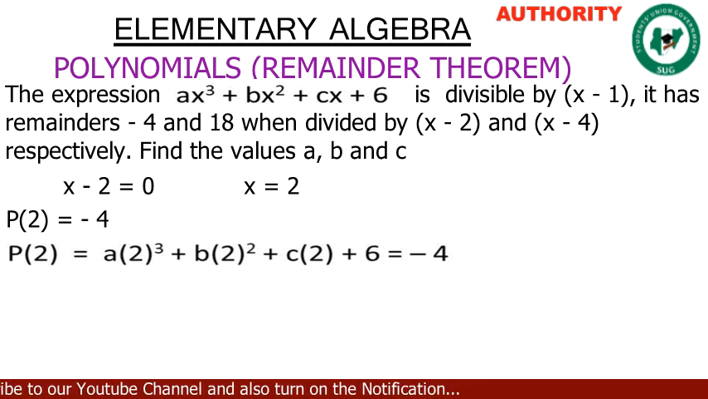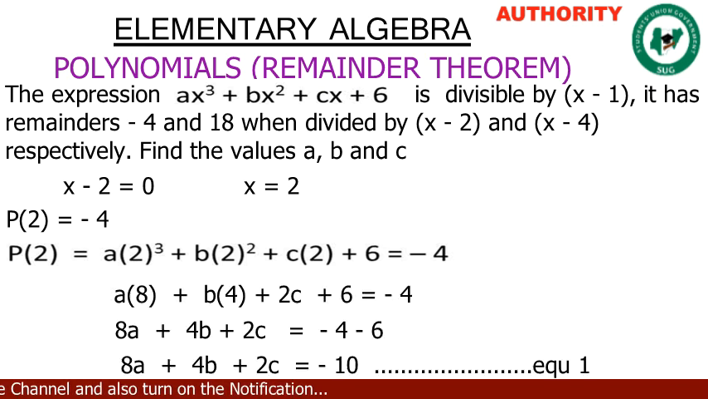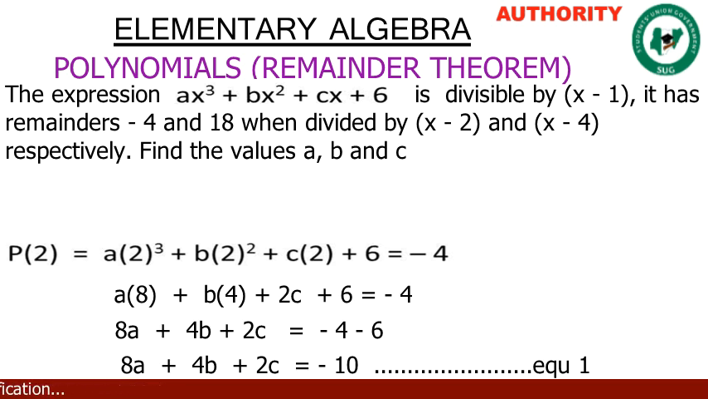Now 2 raised to power 3 will give you 8. Then we'll have a in bracket 8 plus b, 2 raised to power 2, 4, in bracket 4, plus 2c plus 6 is equal to minus 4. Now we have a times 8 will give you 8a plus 4b plus 2c is equal to minus 4. Let's take 6 to the other side to be minus 6. So we're going to have 8a plus 4b plus 2c is equal to minus 10. Let's call this equation 1.